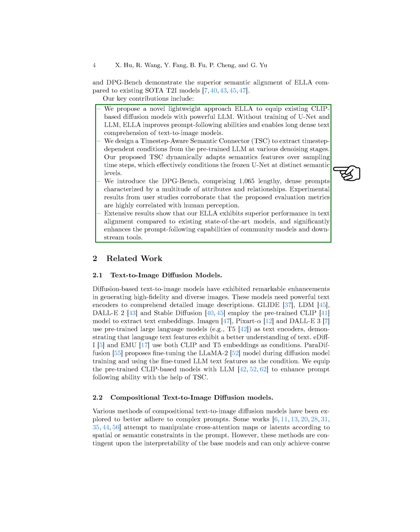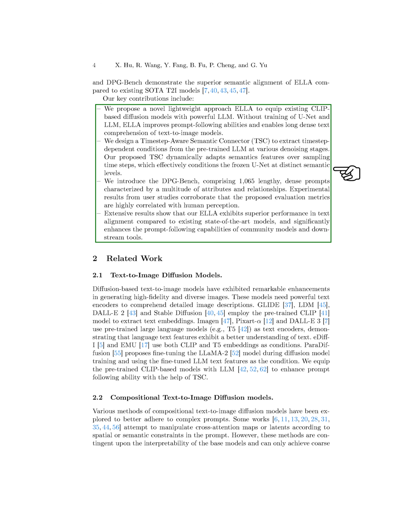We introduce the time-step-aware semantic connector, TSC, to improve text alignment by extracting semantic features at different stages of image generation. ELLA's architecture includes the TSC, which adapts semantic features over time steps to enhance text-image alignment. We create a dataset called Dense Prompt Graph Benchmark, DPG Bench, to evaluate the semantic alignment capabilities of text-to-image models using lengthy and complex prompts.